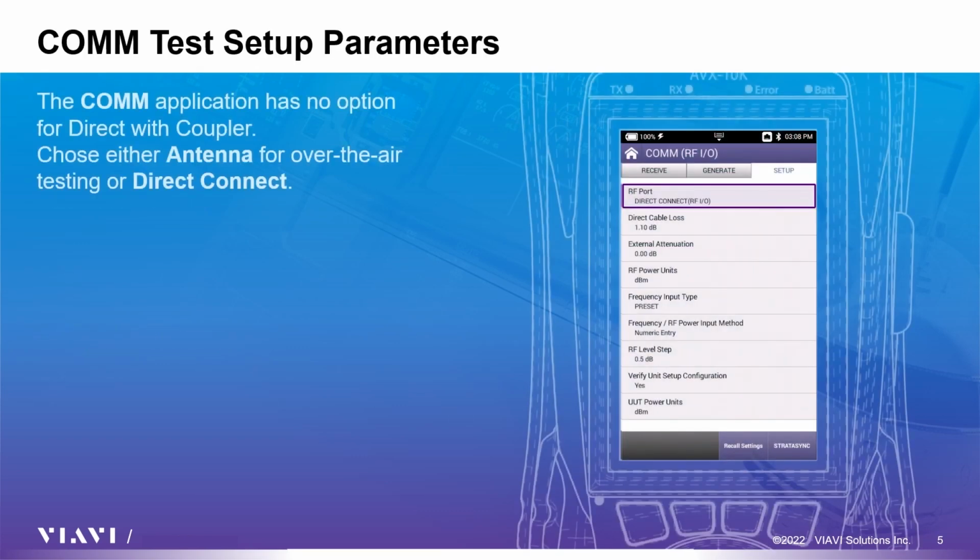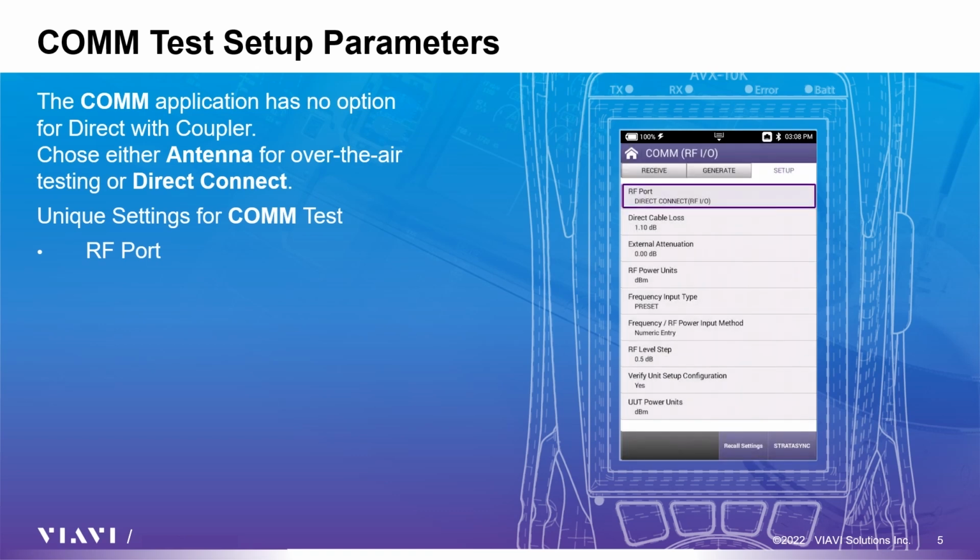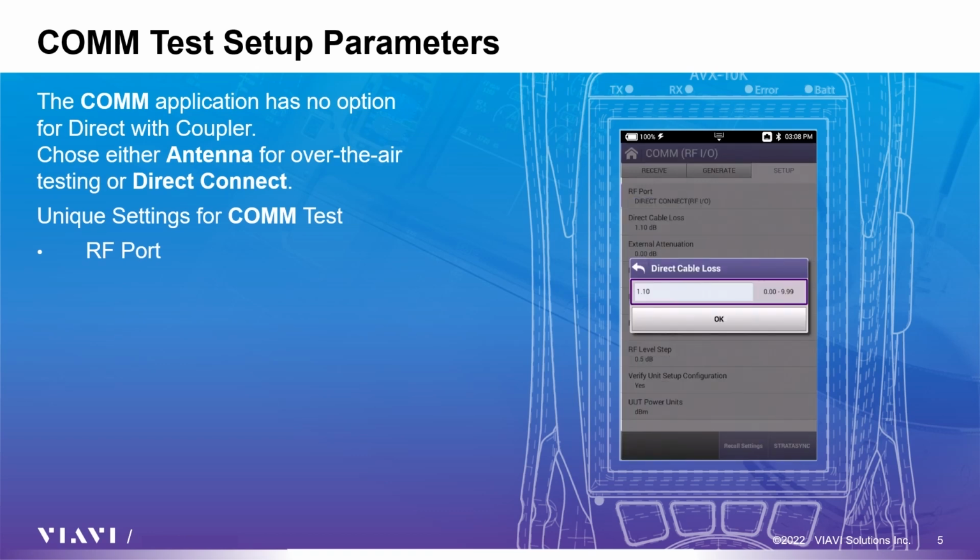Now let's take a look at the setup parameters. The RF port selection differs slightly from some of the other instruments as it only has options for antenna and direct connection. There is no coupler testing option for the COM application. When testing over the air, use the provided extendable antenna. When using the direct connection method, ensure you have entered the correct cable loss value.